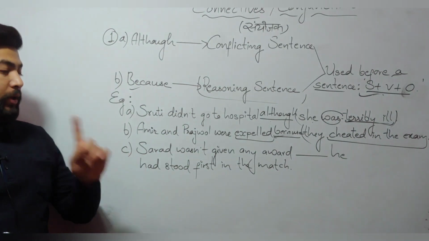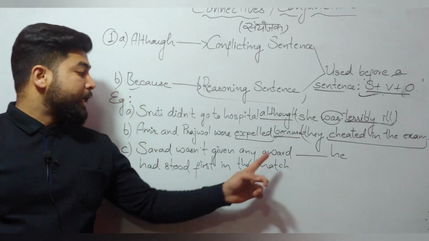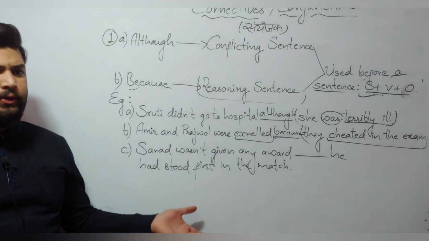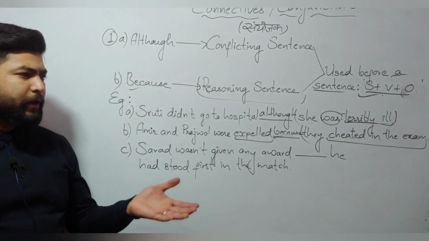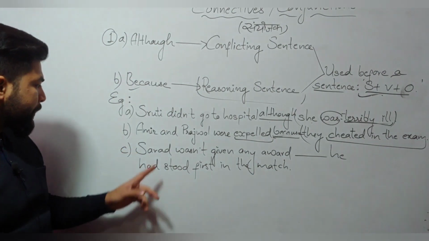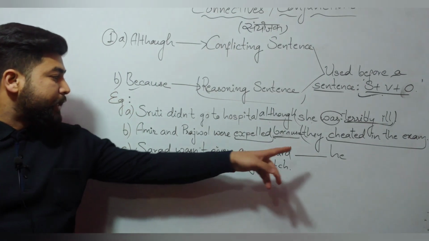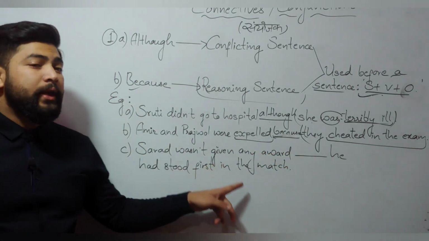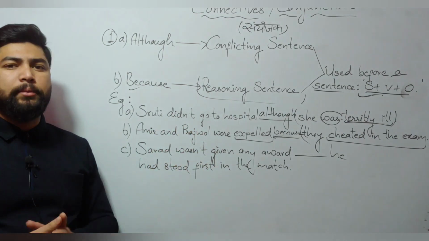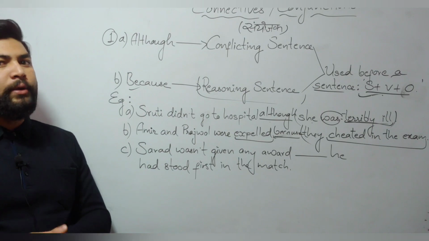So, first of all, read the question carefully. Sharad wasn't given any award. He had stood first in the match. Now, what a contrast this is. It's so obvious. Just as you read, you'll figure out that this is a conflicting sentence. But still, let's take a look. Sharadलाई कुनै पनि award दिएन, right? He wasn't given any award. तर Sharad के थियो? He stood first in the game. If second or third, that could be acceptable, but then first बाट पनि prize नपाउनु भनेको त सिधै अस्वाभाविक कुरा भइहाल्यो हैन?